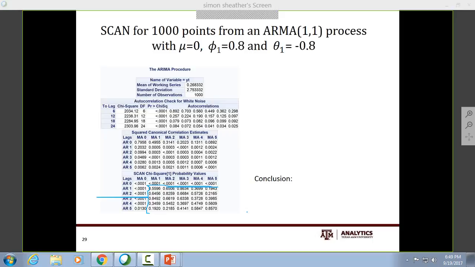And it doesn't always work like that. We'll look at a real example shortly. But it turns out, in my experience, the SCAN thing is easier to look at than the triangle.